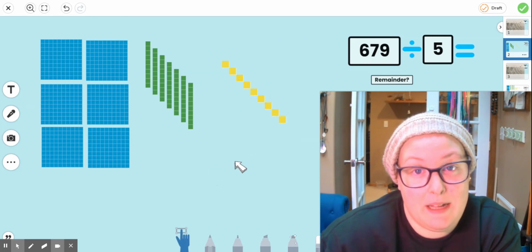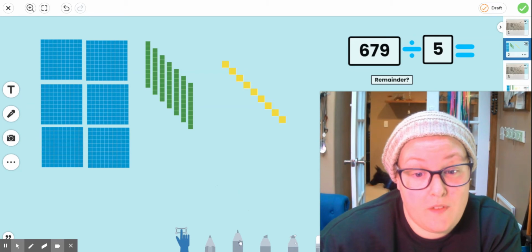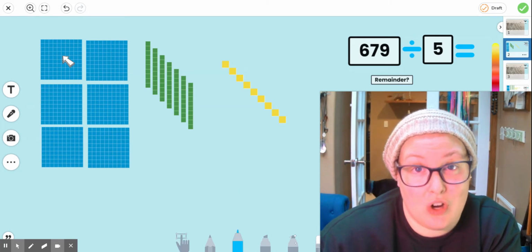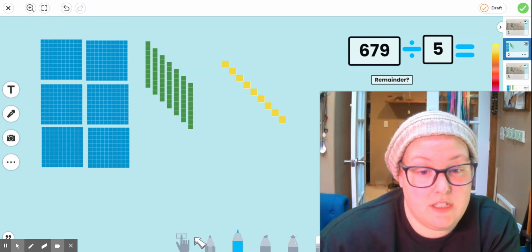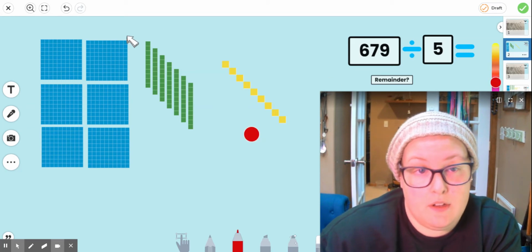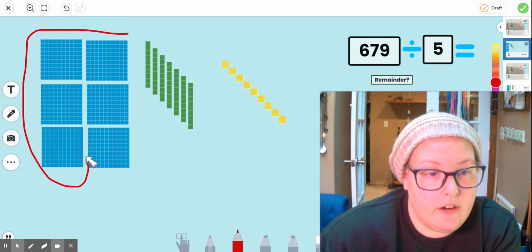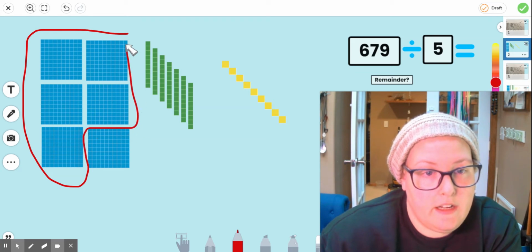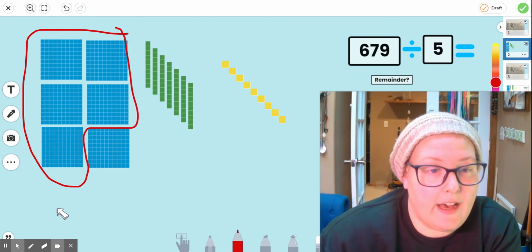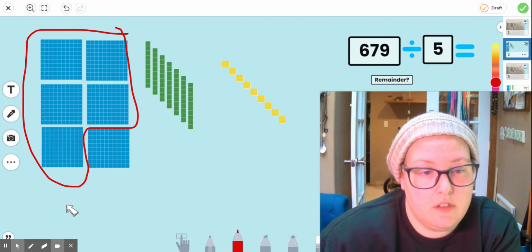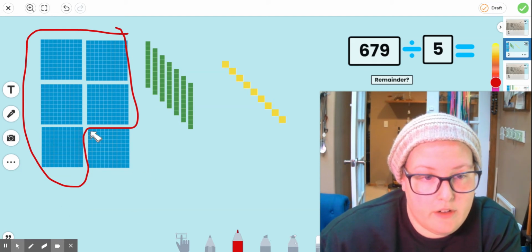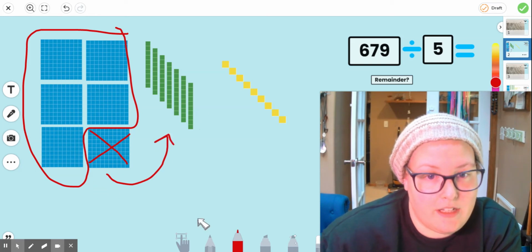And now I'm grouping them into groups of 5 as much as I can. We'll start with our largest groups. So I can make a group of 5 right here. Here's a group of 5 hundreds. So I have 100 that I must dissolve into tens. So I need 10 of these, right?